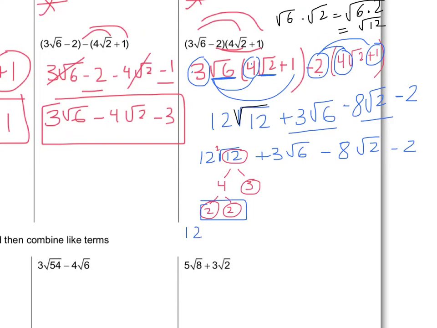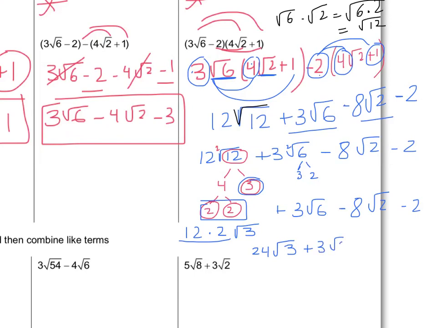There were already 12 outside. Don't forget to multiply it by 2. And then what's going to be left is 3 under the radical. So it would be just radical 3. Now 6 is 3 times 2. So there's no double of any, so it stays as it is. Minus 8 radical 2 minus 2. So basically it would be 12 times 2 would be 24 radical 3 plus 3 radical 6 minus 8 radical 2 minus 2. You cannot combine any of those radicals since each one is different.